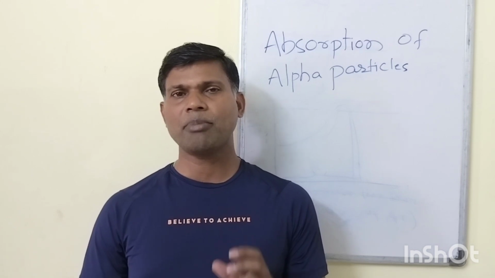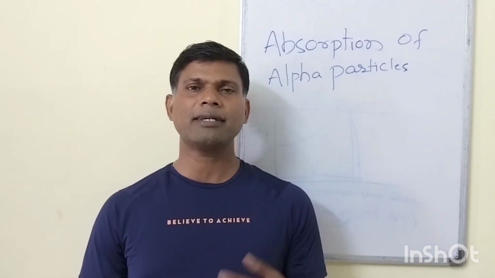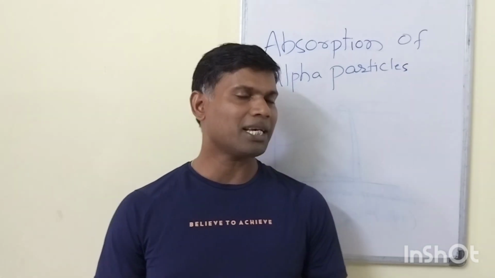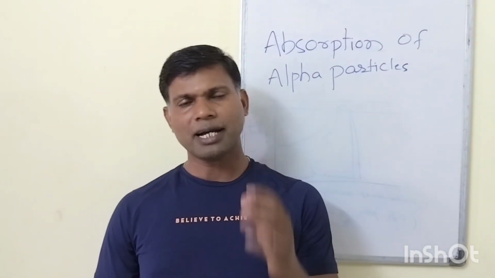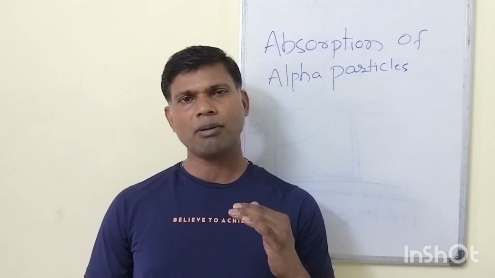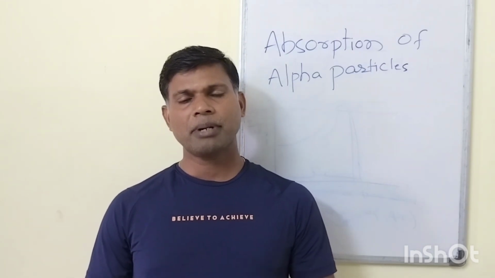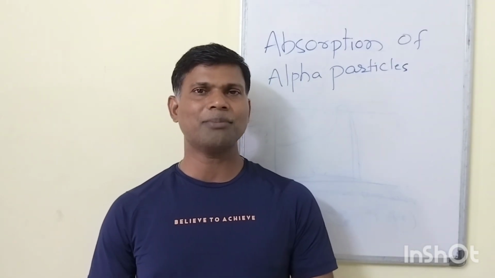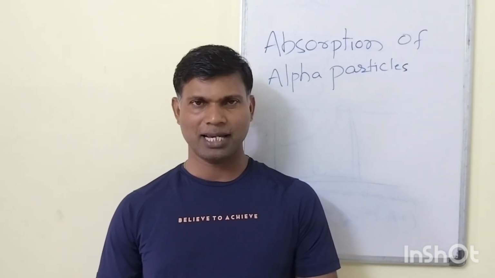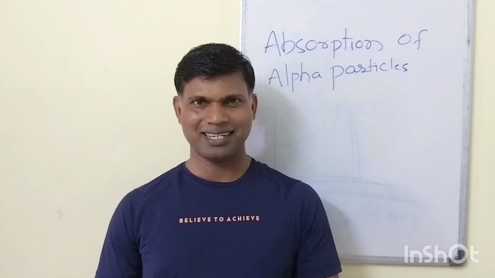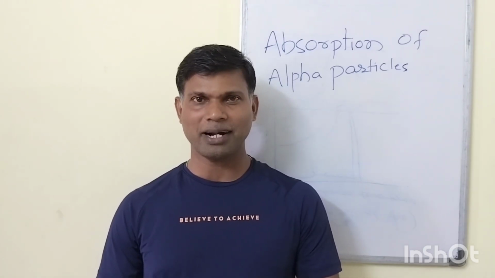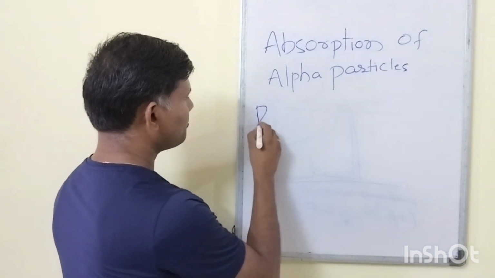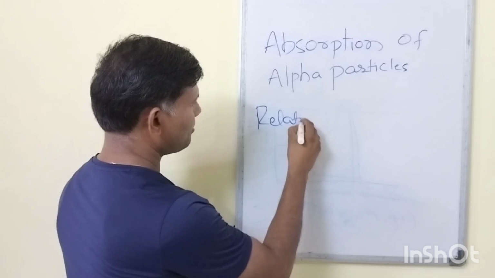Once the density of a material increases, the specific ionization also increases because the particle interacts with more atoms and molecules. Because of that, the particle will not travel a long distance in that medium because it will stop early. So we need one term, relative stopping power, the relative stopping power of the alpha particle. Now we are going to discuss it.